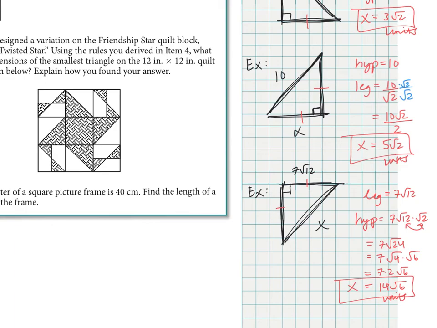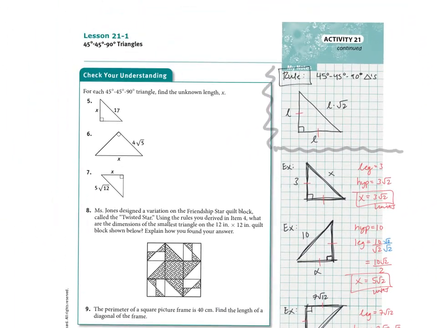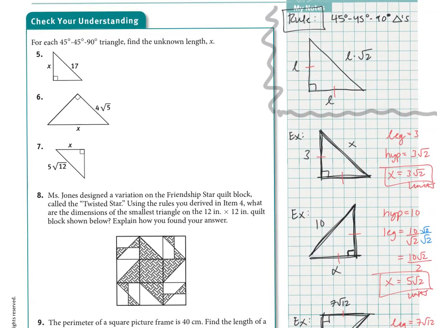So now that I walked you through some of those examples, we have our rule off to the side here. Let's go ahead and do the check your understanding here. I want you to pause the video right here. I want you to use the examples that we went through, and I want you to try numbers 5, 6, and 7 over here. So pause the video, go ahead and try 5, 6, and 7. Find the unknown length x.